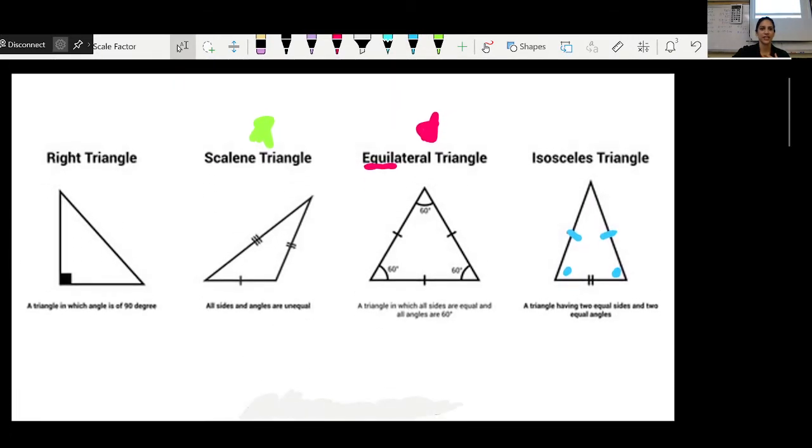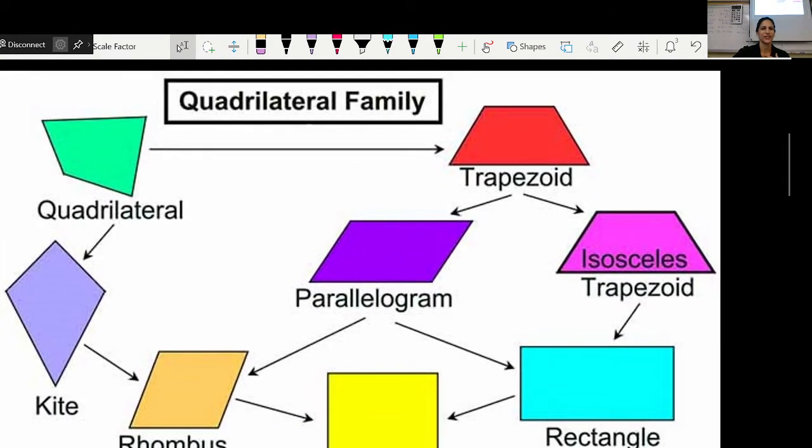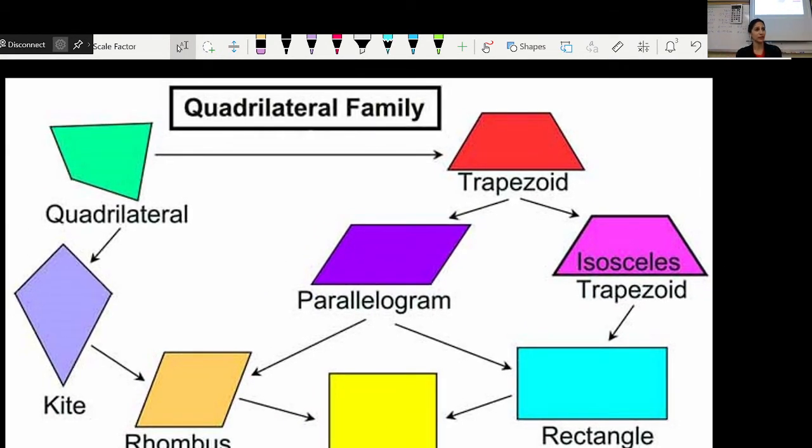So that's the triangle family. Now we're on to the quadrilateral family. I don't know how familiar you are with these, but that's okay. We're going to go through them. So maybe let's start up here with where it says general quadrilateral. How many sides in a quadrilateral? 4 sides, right? So 1, 2, 3, 4.